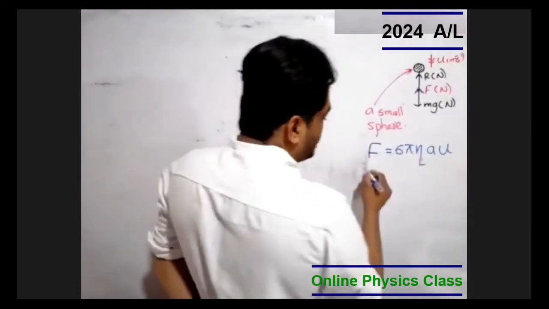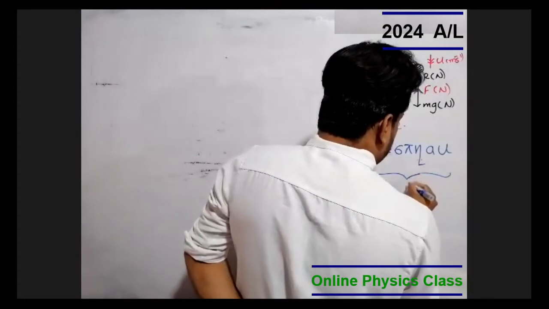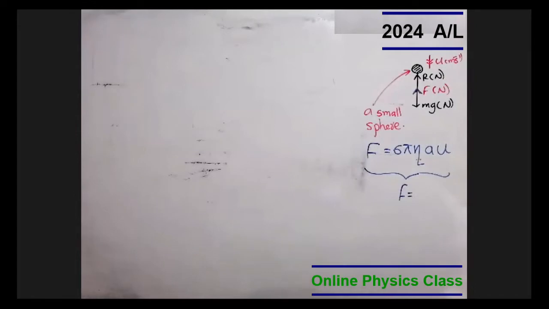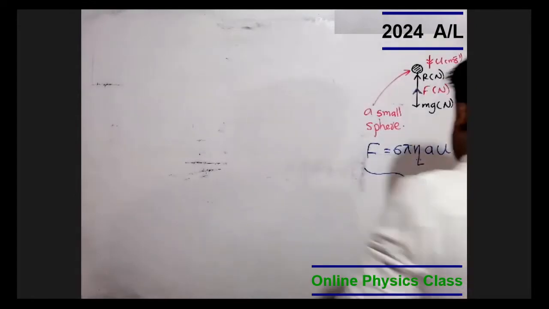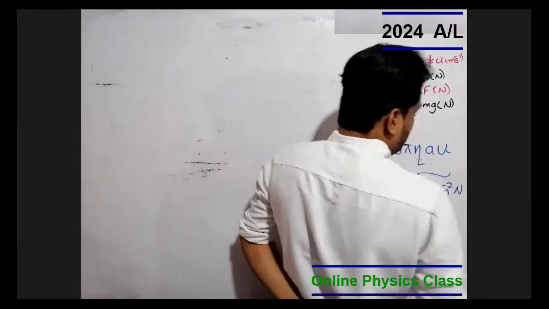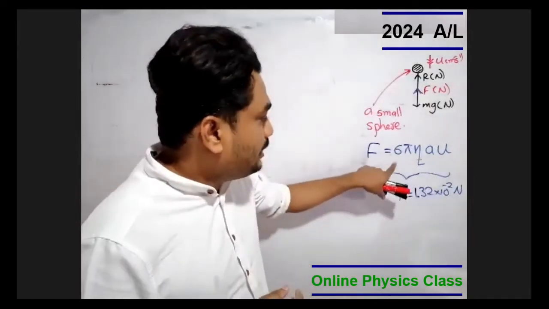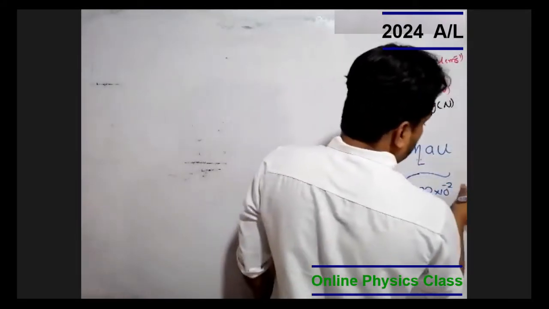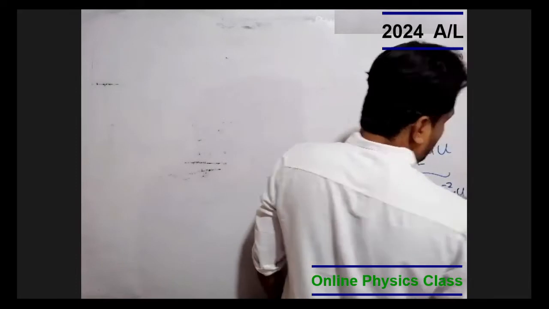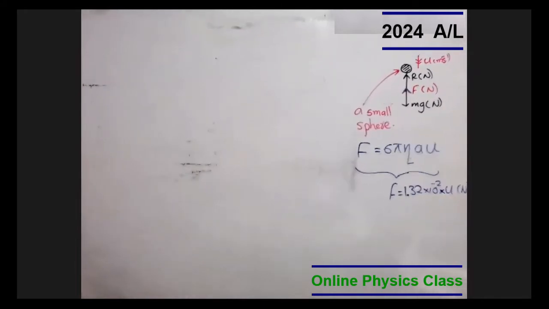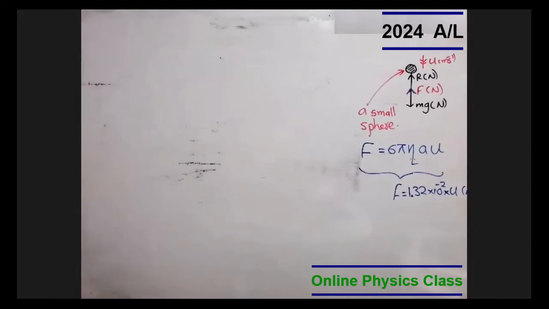Last week we simplified this expression and obtained an equation for F. The viscous friction force is given by 1.32 into 10 to the power minus 2 Newton, if you apply the values of 6 pi, the value of eta, the value of the radius, and the velocity of the sphere. We found this last week, so I think you can substitute the numerical values and find it.